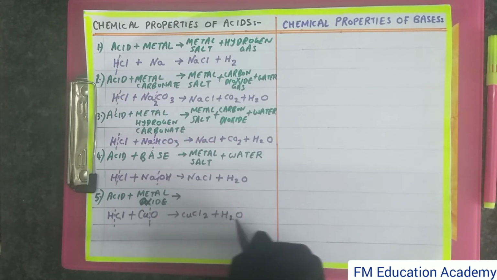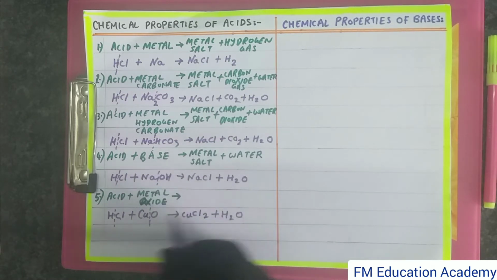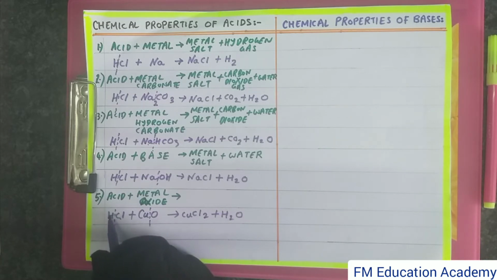Okay, is the equation balanced? There are 2 hydrogens here, but only 1 hydrogen over here. And 2 chlorines are over here, but only 1 chlorine over here. So in order to balance the equation, let us write 2 beside HCl.